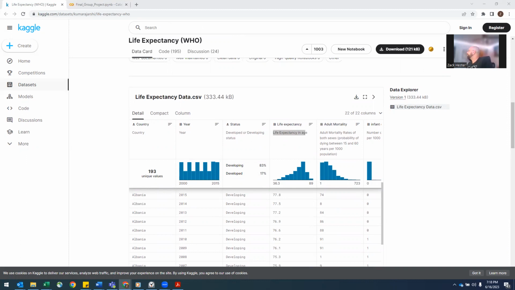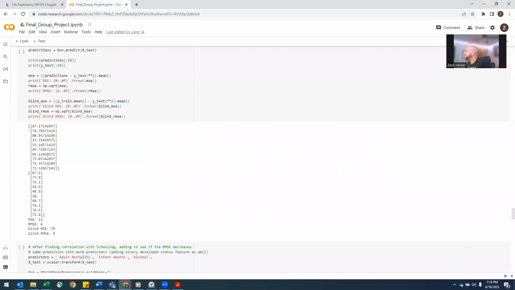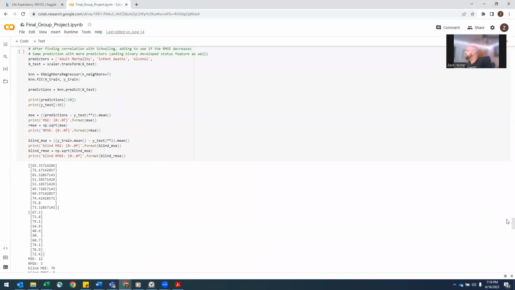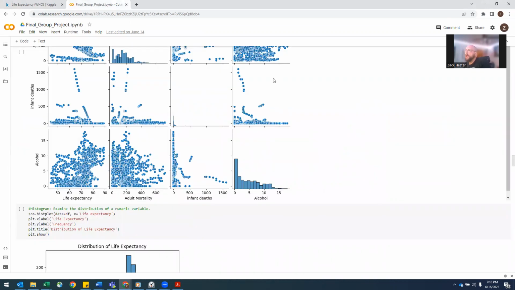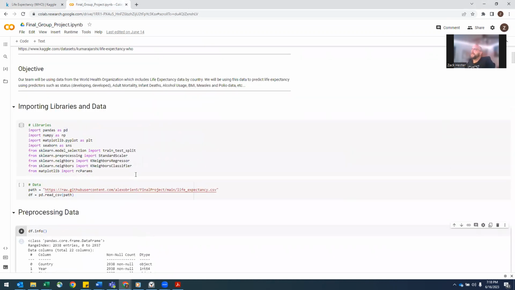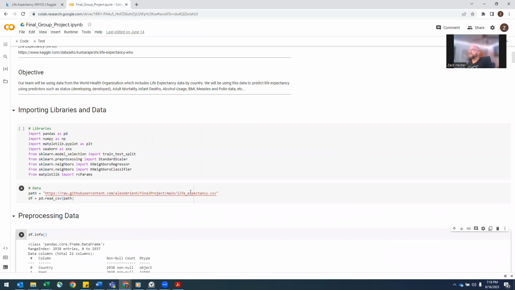The methods, we didn't use anything that wasn't really included in class. So, of course, NumPy, Seaborn, the whole scikit. We didn't use any third-party APIs or anything like that. And the prediction was KNN, regression and classification.